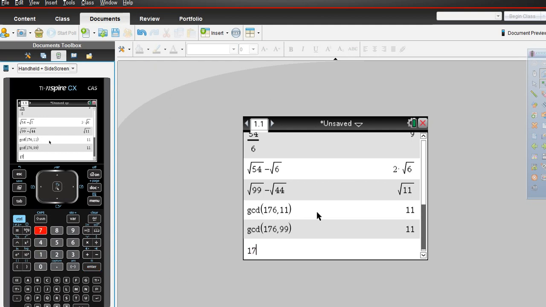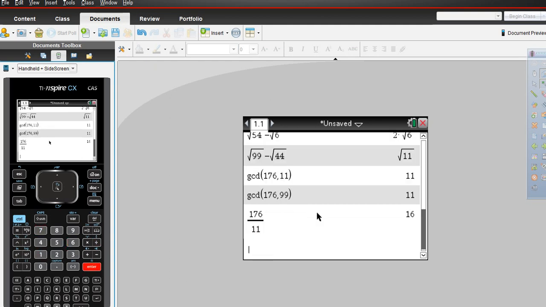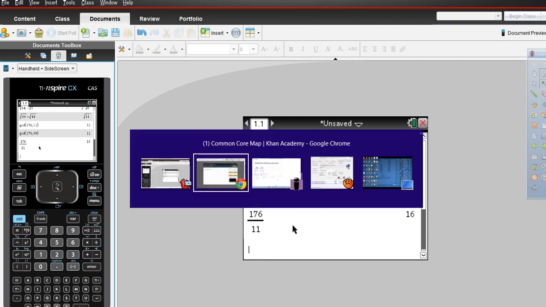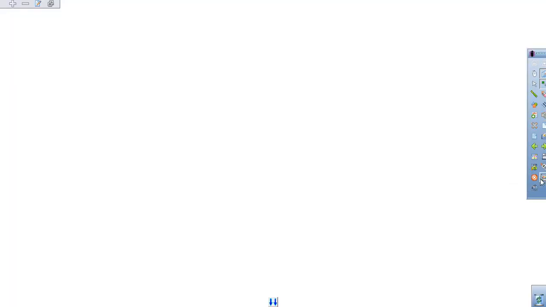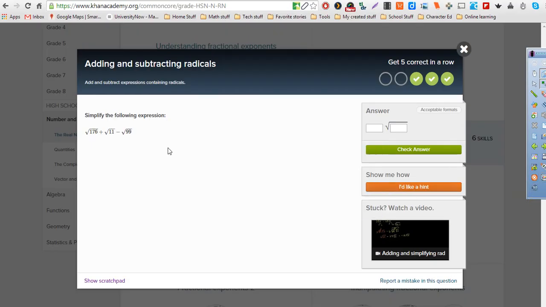So what happens when we take 176 and we divide it by 11? We get 16. So 176 can be written as 16 times 11. And I already know this is 9 times 11. That's 1 times 11. So let's rewrite that. Here we go. And we're going to take this and rewrite it real quick.